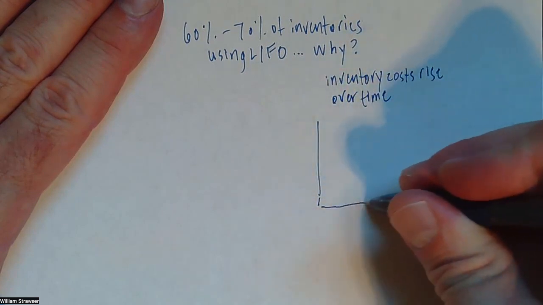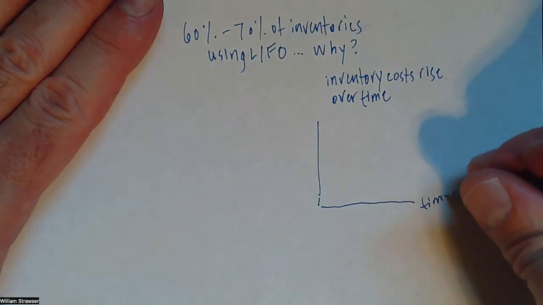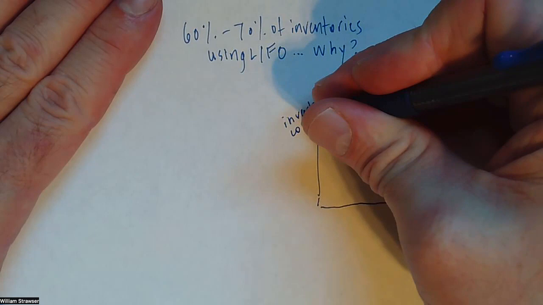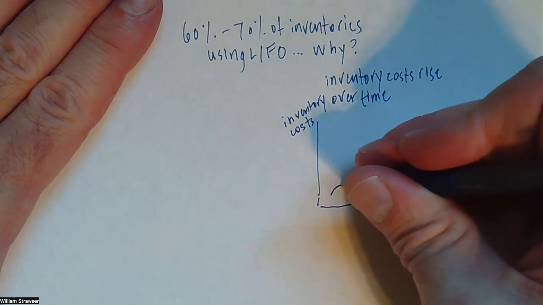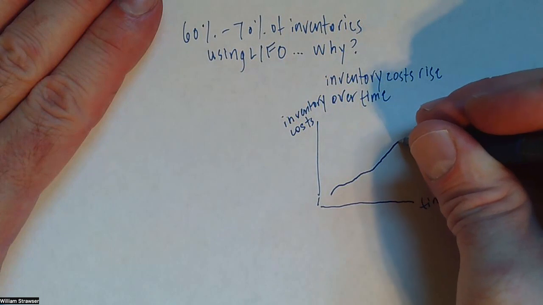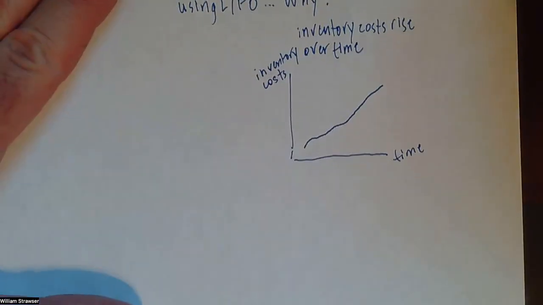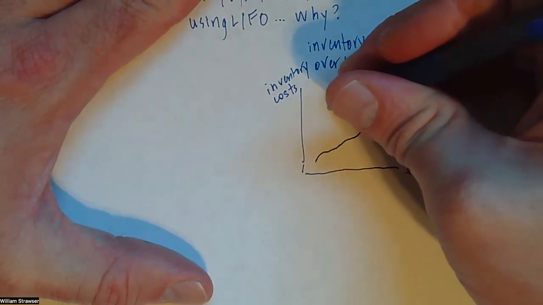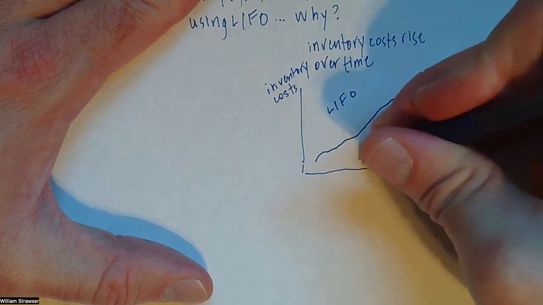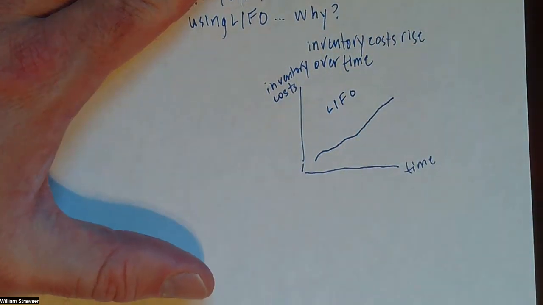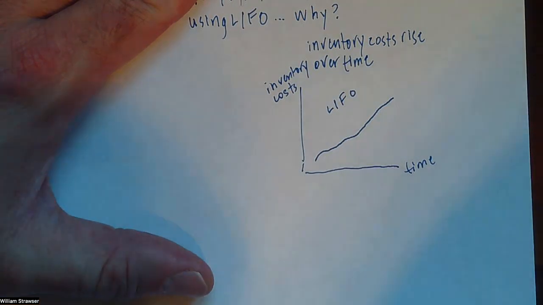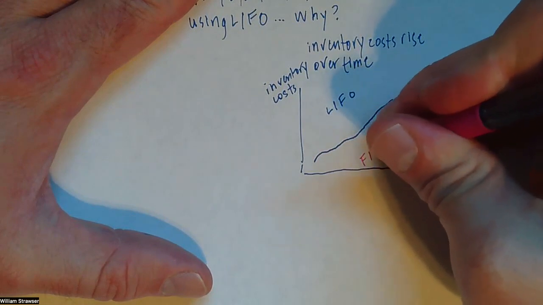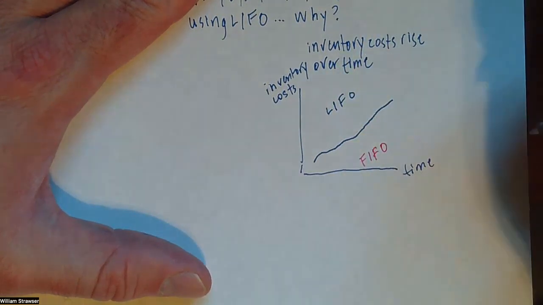So if we think of it in terms of a graph, here's time, and we have inventory costs on the y-axis, then we're going to see a slow but gradual uptick over time. That's not too gradual, but I'm trying to make a point here. So at the top, we think about what LIFO is doing with these costs, and at the bottom, we think about what FIFO is doing with these costs. And I'll emphasize that by using a different color here, especially if it's a nice bright pink magenta.